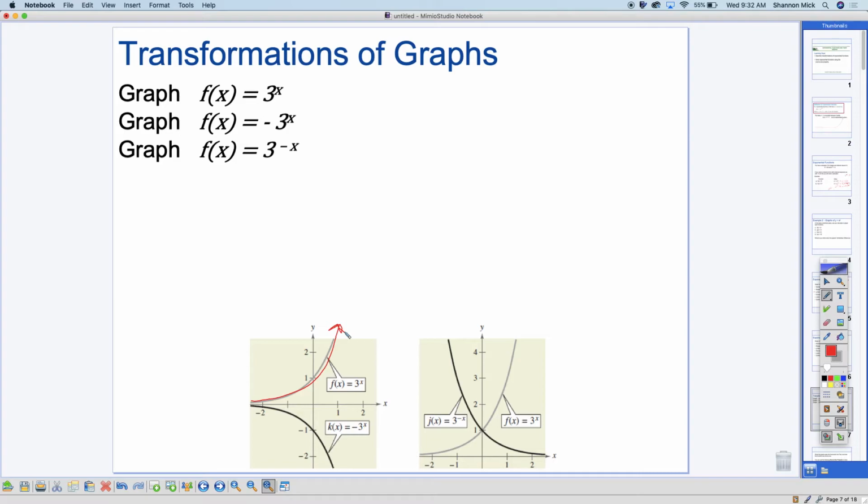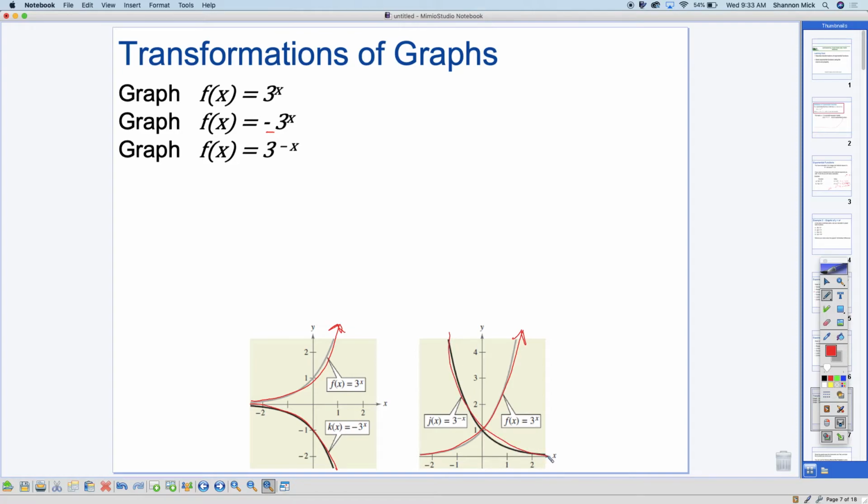So, why did this graph go down like this? Oh, negative. It has a negative a, doesn't it? When I have a negative a, it reflects over the x-axis. Same as before. So now this one is 3 to the negative x. Well, here's 3 to the x, and that's a growth function. And now I have a decay function.